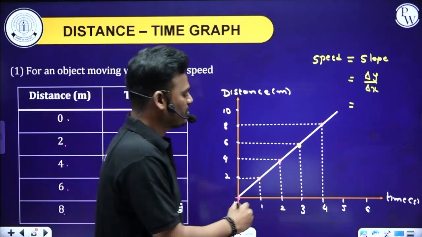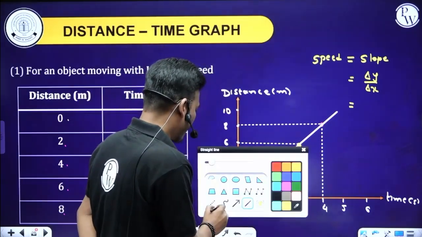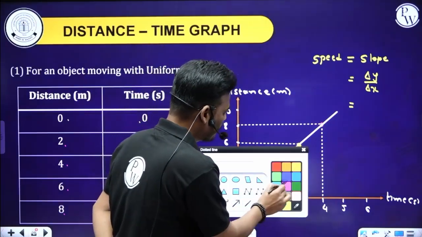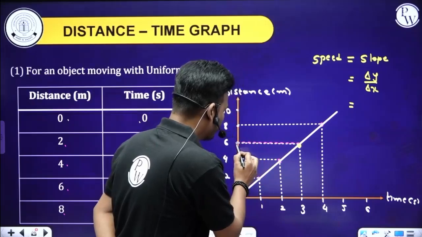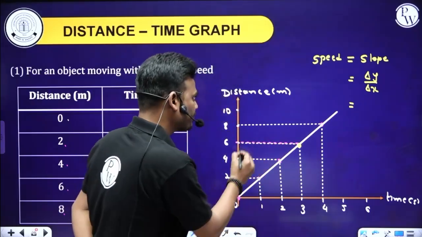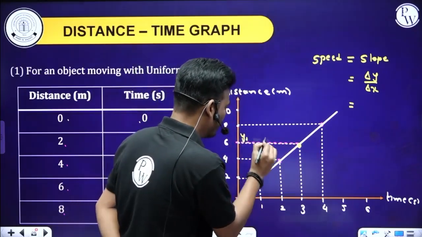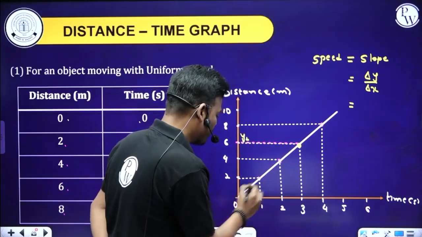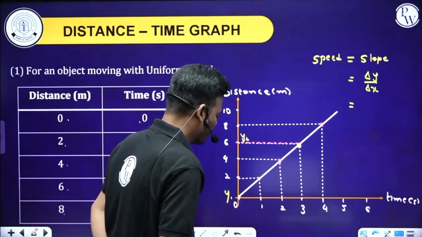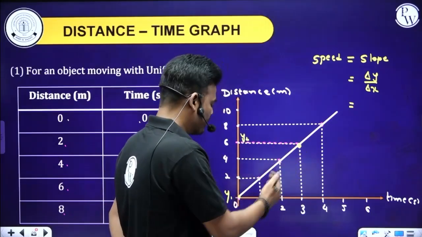Okay, so what do you have to do? Change in y-axis means, let me consider, this is the final y2, and the initial point is this one. With respect to the origin, we have to consider 1. Or else you can consider any two points.